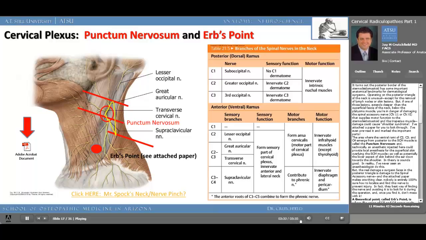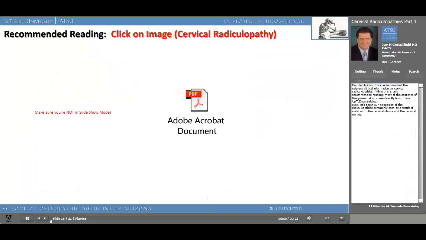Double-click on this icon to download the relevant clinical information on cervical radiculopathies. While this is only recommended reading, most of the contents of this presentation come directly from these up-to-date articles. Now let's begin our discussion of the radiculopathies commonly seen as a result of irritation to the cervical plexus and the cervical nerves.